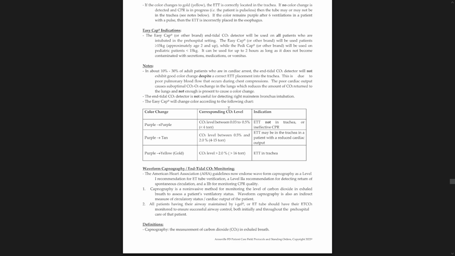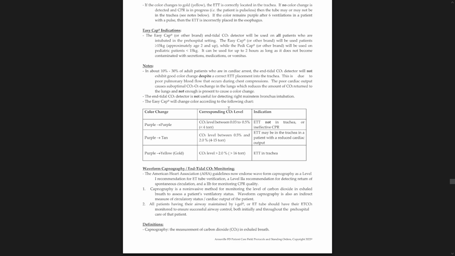Note: in about 10 to 30% of adult patients who are in cardiac arrest, the ETCO2 detector will not exhibit good color changes despite a correct ETT placement into the trachea. This is due to poor pulmonary blood flow that occurs during chest compressions. The poor cardiac output causes suboptimal CO2 to O2 exchange in the lungs, which reduces the amount of CO2 returned to the lungs, and not enough is present to cause a color change.